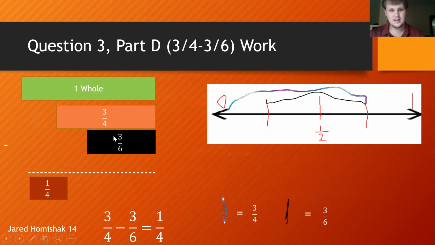And then yet again, 3/4 minus 3/6. 3/6 is the same thing as 1/2, or 2/4. So 3/4 minus 2/4 is going to be 1/4. We showed that here on the number line as well: 3/4, and then take away 2/4 to get 1/4.